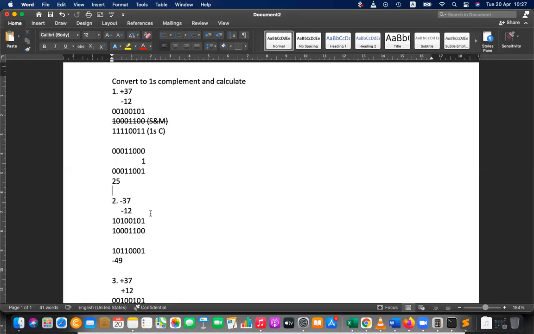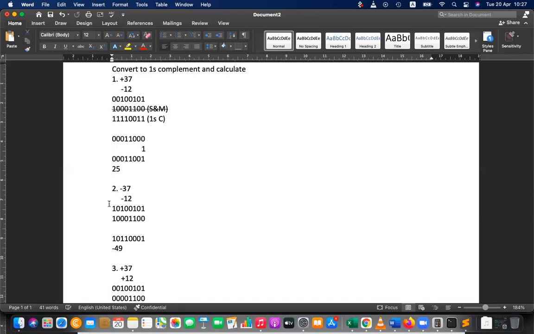Okay, let's take these two numbers. Is it correct in 1's complement or wrong? This is minus 37 in 1's complement. Is it correct or wrong? It is wrong. So you have to write 1, 1, 0, 1, 1, 0, 1, 0. This one also you have to write like 1, 1, 1, 1, 0, 0, 1. Both numbers you have to invert because both are negative numbers. And after inverting, you can add the numbers.